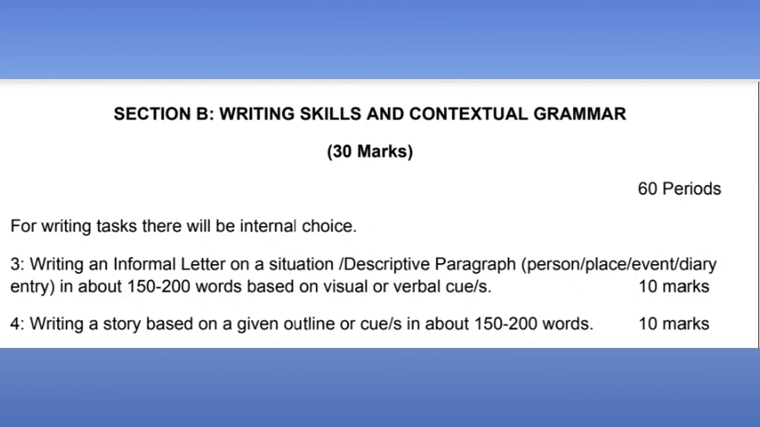So let me tell you, in fact, for question number 3, we have 2 choices particularly. Either we are asked to write an informal letter, or we are asked to write a description. That can be a description of a place or person or event, or it could be in the form of a diary entry. So these are the choices for question number third, and question number third would be of 10 marks, and question number fourth would be of 10 marks, and here students are asked to write a story.